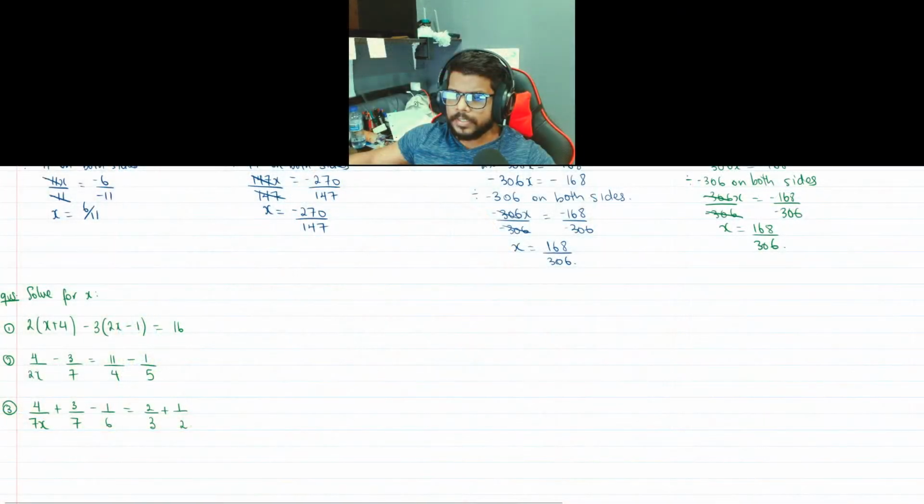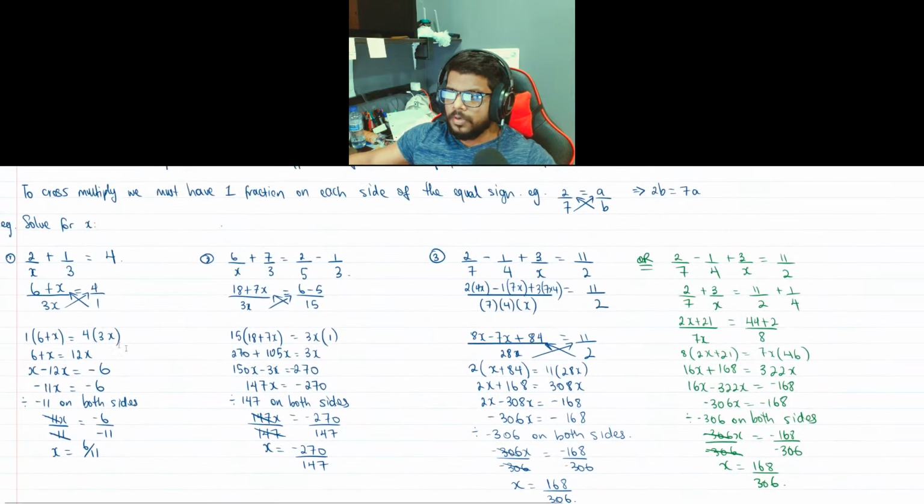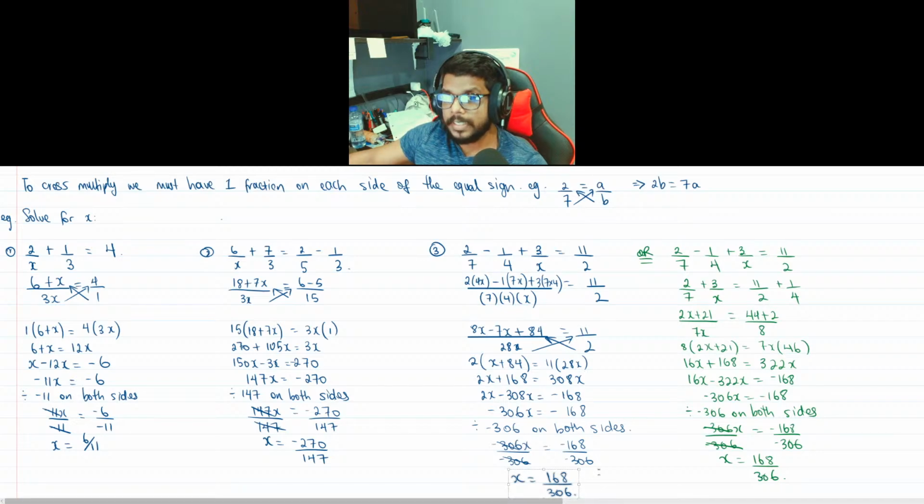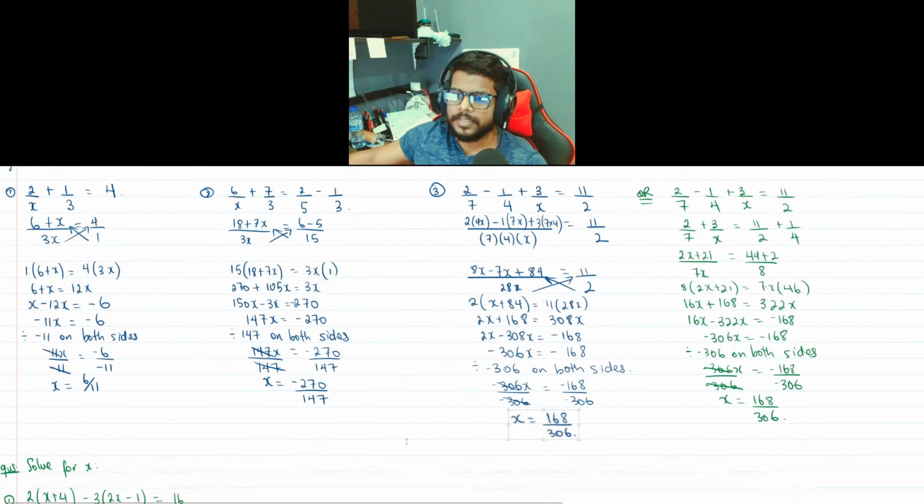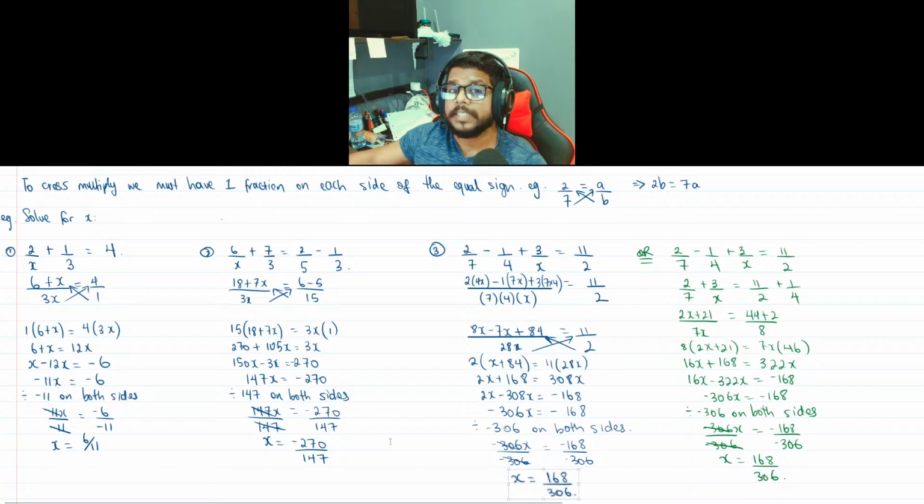So to answer Kaylee's question, Kaylee asked, how many solutions do they have to find the answers for these questions? A solution to a question is the answer to the question. So for example, in example 1, x is equal to 6 over 11. That is called the solution to the question. X is minus 270 over 144 is the solution to the question. X is 168 over 306. That is the solution to the question. So I think you're asking how many methods do they have to find the answers for these questions? It has plenty. It does have more than one. It has more than two.